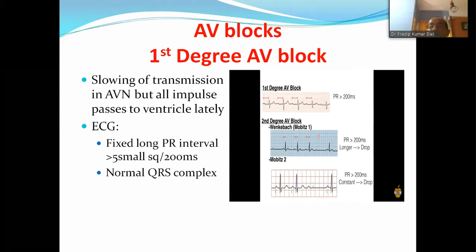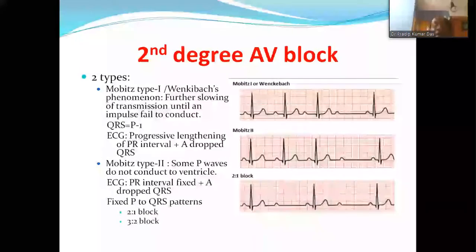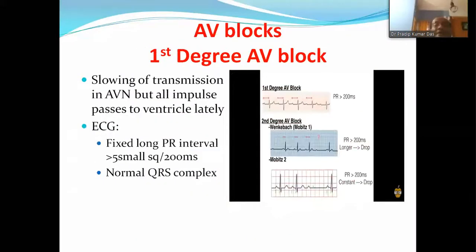And in case of Mobitz type 2, the PR interval is not progressively changing. The PR interval is fixed. It is long but fixed. And there is a drop. So the PR interval is fixed and there is a dropped beat. That is Mobitz type 2. So type 1 and type 2.